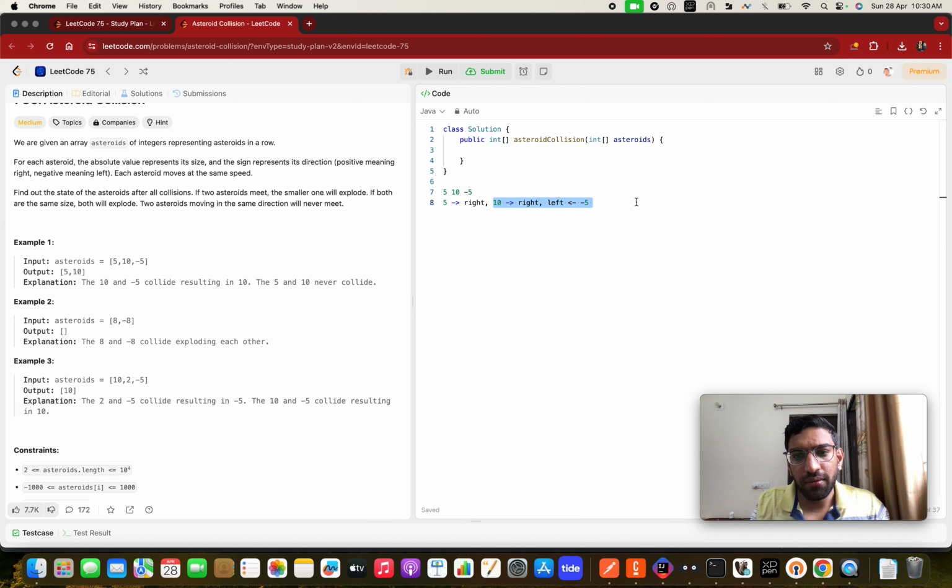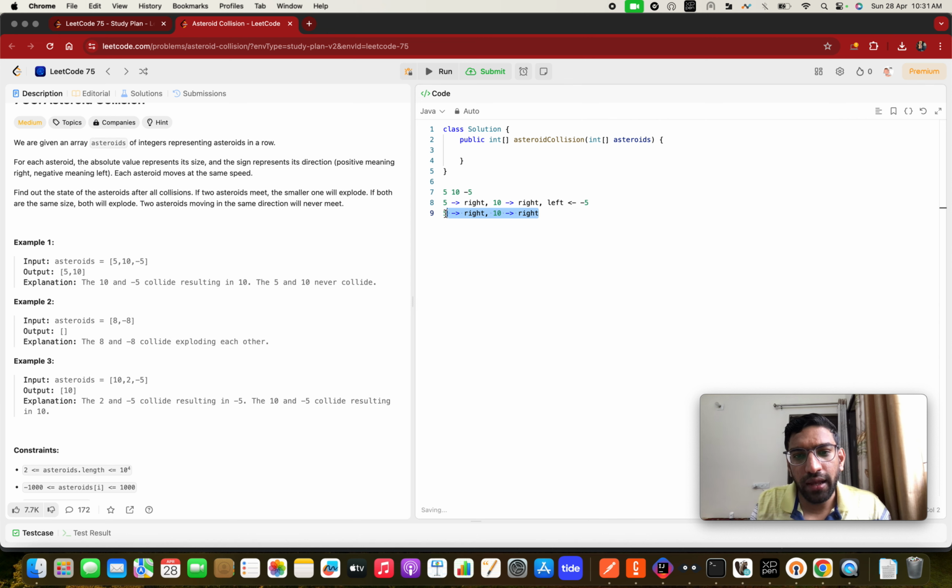Now, 10 and minus 5 will collide, because basically we are going from left to right. So first these two asteroids will collide, and if the sizes of the asteroids are equal, both will explode, and if one asteroid's size is greater than the other's, the smaller one will explode. So here the left asteroid has a size of 10, and the negative is a direction only. It means it is going to the left. So 5 is the size of the second asteroid. So the minus 5 asteroid will explode. Now the final output will be 5, 10, right.